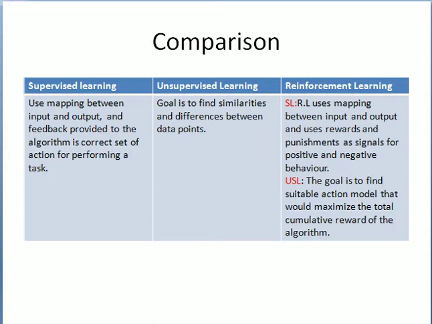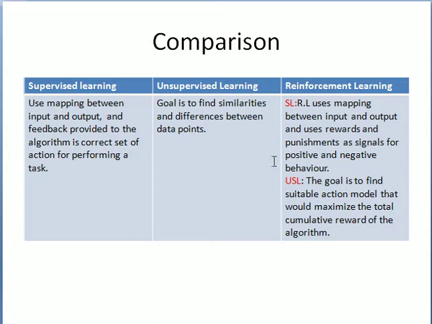Though both supervised and reinforcement learning use mapping between input and output, unlike supervised learning, where the feedback provided to the algorithm is the correct set of actions for performing a task. Okay, in supervised learning, the feedback is only the correct set of actions for performing a task. But in reinforcement learning, there are rewards and punishments, where rewards mean positive and punishments mean negative feedback or signal. Reinforcement learning uses rewards and punishments as signals for positive and negative behavior.